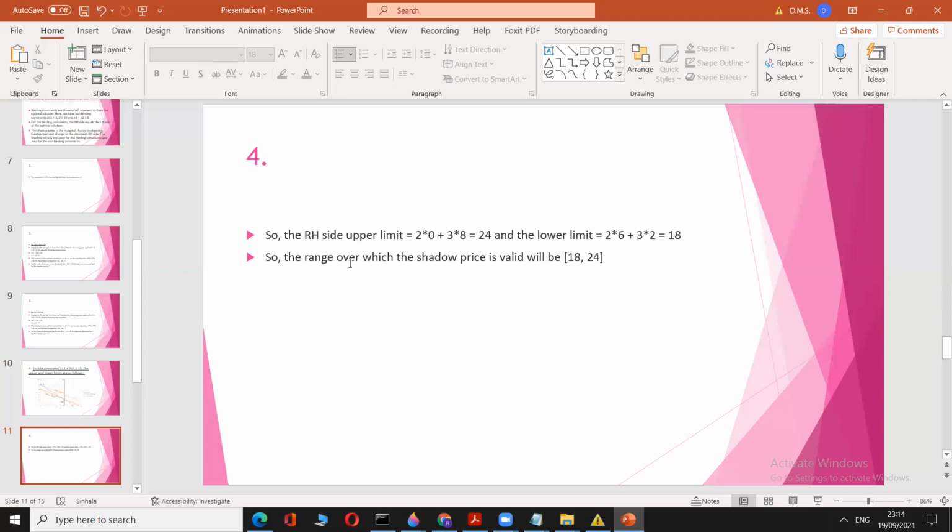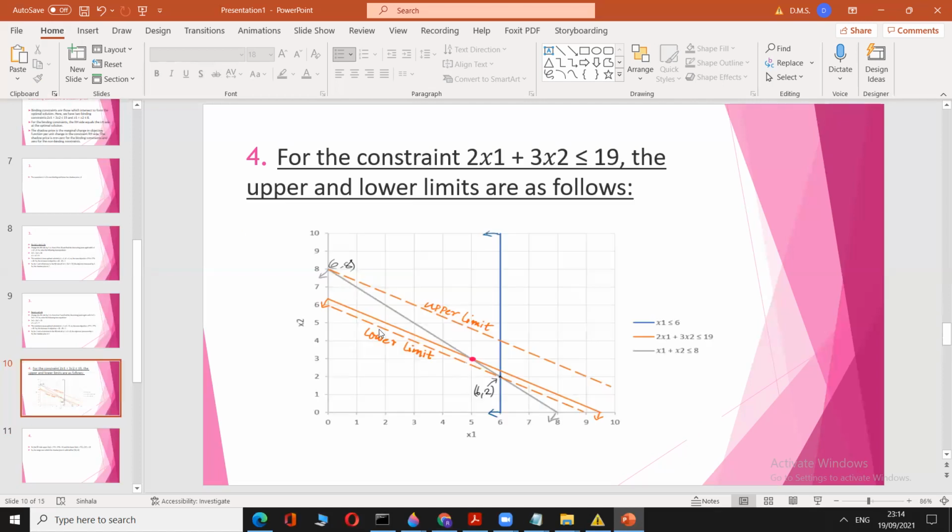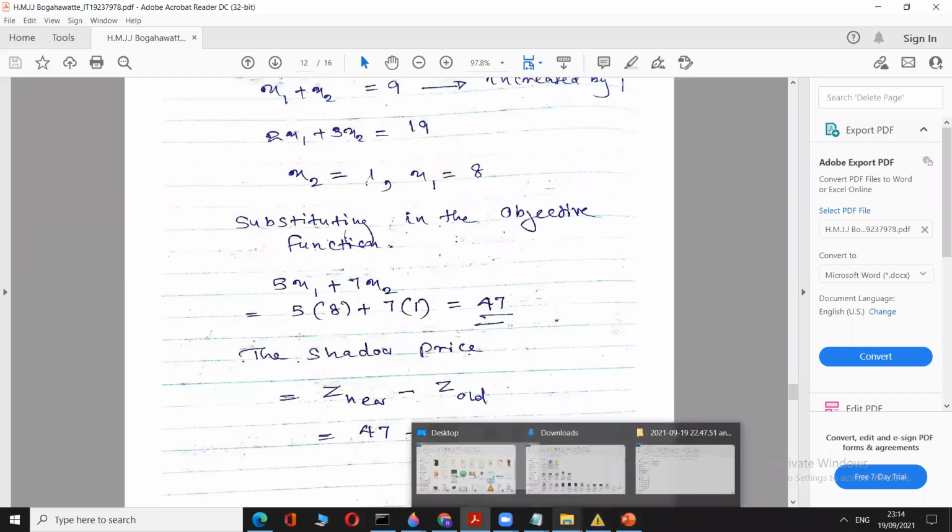our line is 2x plus 3y. Okay, take the coordinates of the upper limit. It is 0, 8. Okay, and lower is what? 6, 2. That is, you have to find out by the graph, where it is getting intersected. Okay, then substitute those values.